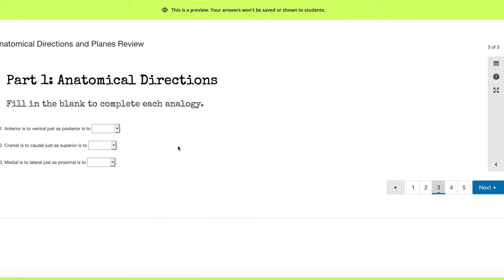The next question, similar, but we're looking at comparisons here. You're going to do some analogies. So anterior is to ventral, just as posterior is to which of these choices. So you need to think about how anterior and ventral relate to each other, and then think about how that would relate to posterior and something else. Same thing with questions 2 and 3.